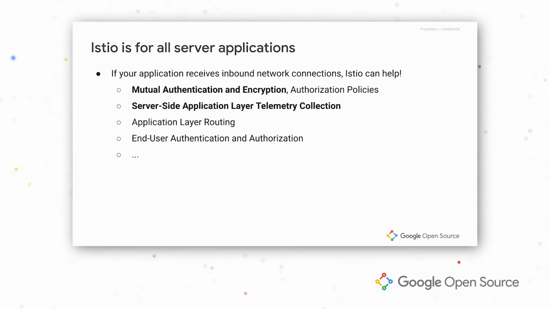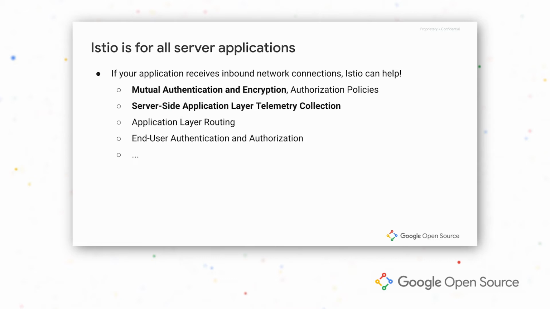And the last one that is on this list, although not the last one that Istio provides, is end user authentication and authorization. That's also going to require configuration. We don't set that up by default. You have to configure what users are allowed to access your service. We can't make that choice for you.